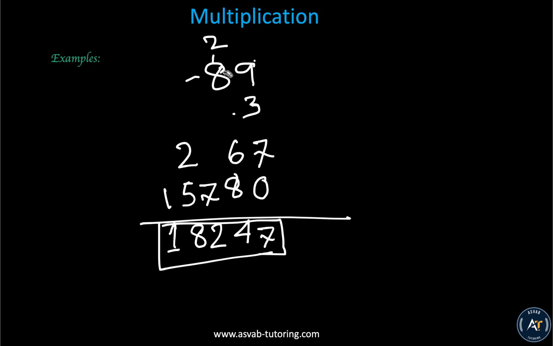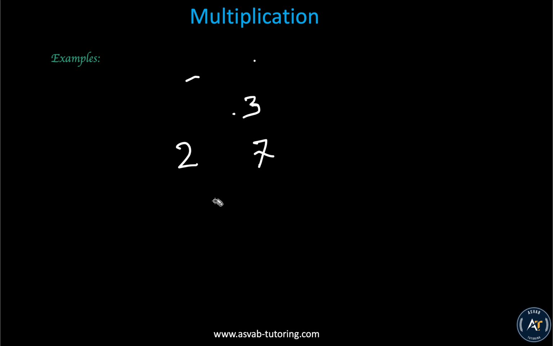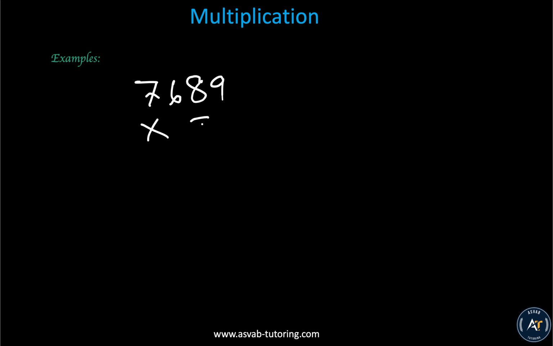Here is this one. 7689 multiplied by 325, right? So how could you do that? The same way, just multiply. So 5 times everything, right? So 5 times 9 is 45, 5 carry 4.